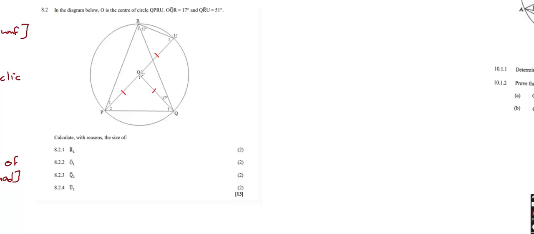Another thing we shouldn't forget is that since O is the center, and UP is a straight line through it, that means UP is a diameter. And if UP is a diameter, then we've got 90 degrees there. So that is the first thing we are going to do in order to find R1. We will tell ourselves that PRU is equal to 90 degrees, and this is because of angles in the semicircle.